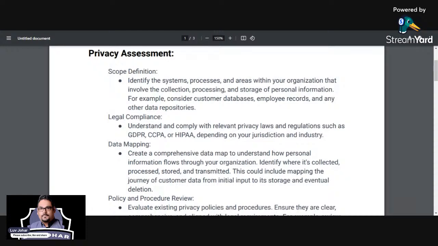Then very important bit after that is data mapping, because you have to understand, as I mentioned in the first bit itself, that you have to understand how personal information is flowing through your organization.